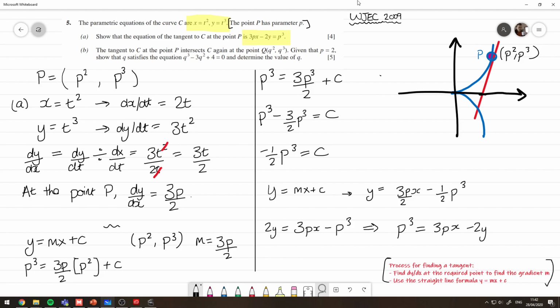Alright, here's part B of the same problem.